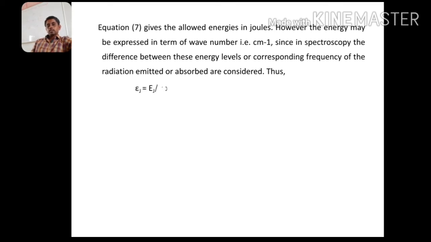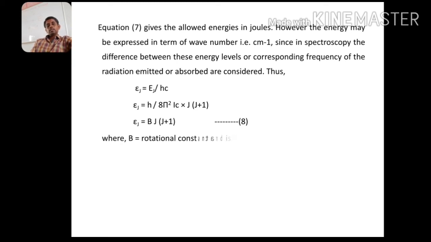Thus, epsilon j is equal to Ej upon hc. By putting the value of Ej, we get h upon 8 pi square Ic into j into (j plus 1). Epsilon j is equal to B j into (j plus 1). This is equation number 8, where B is the rotational constant and is given as B is equal to h upon 8 pi square I into c. This is equation number 9.